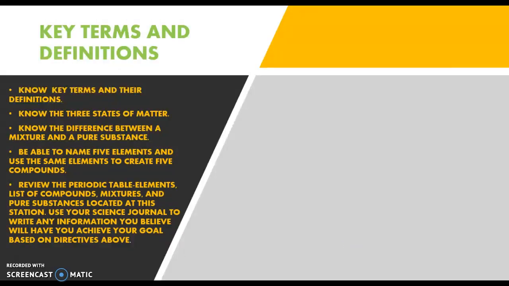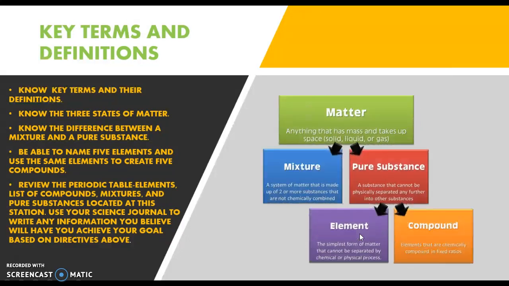Our key terms and definitions will be the first assignment that the students will have to complete. They'll need to know the key terms and their definitions, and they have been provided. They'll need to know the three states of matter and the difference between a mixture and a pure substance. They will need to be able to name 5 elements and use those same elements to create 5 compounds. This information will be at this science workstation.